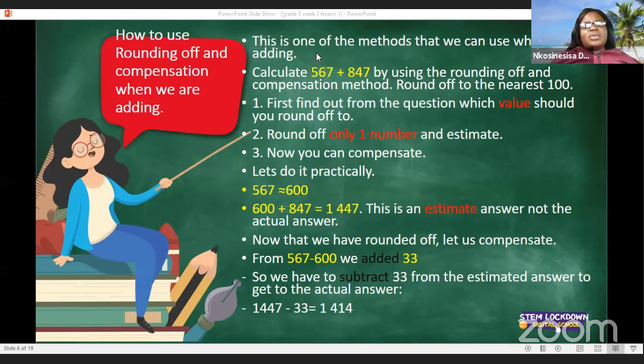So it doesn't matter which number you round off. You can round off either one of the numbers. You can either round off this one or you can round off this one. Just make sure that you round off one number. And then after you've rounded off and you've gotten the estimated answer, then you can compensate. Now, listen. So we choose any number here. I decided to choose 567. So 567 rounded off to the nearest 100 is 600.